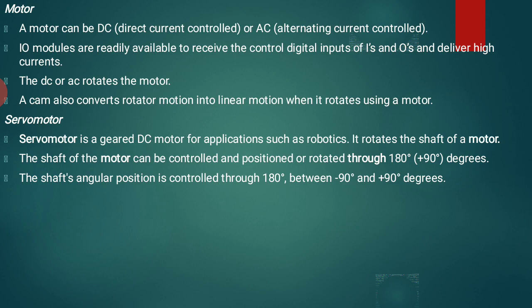The shaft angular position is controlled through 180 degrees, between minus 90 degrees and plus 90 degrees. If you are using the shaft angular positions, we can rotate it by 180 degrees, from minus 90 degrees to positive 90 degrees. So totally 180 degrees it can support.